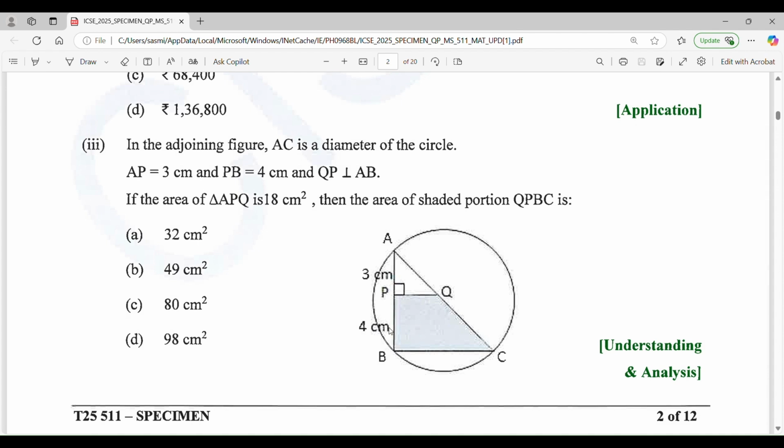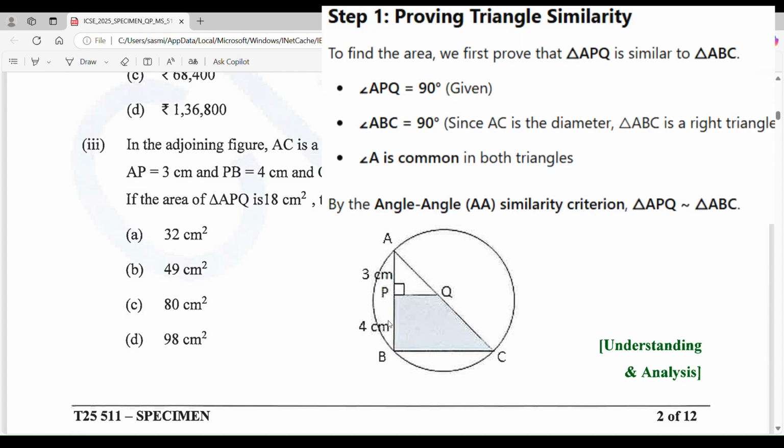Next question is, in the given figure, AC is a diameter of the circle. AP is equal to 3 centimeters, PB is equal to 4 centimeters. Area of APQ is equal to 18 square centimeters. QP is parallel to BC. We need to find the shaded region area, QPBC. Step 1. Proving triangle similarity. To find the area, we first prove that APQ is similar to ABC.